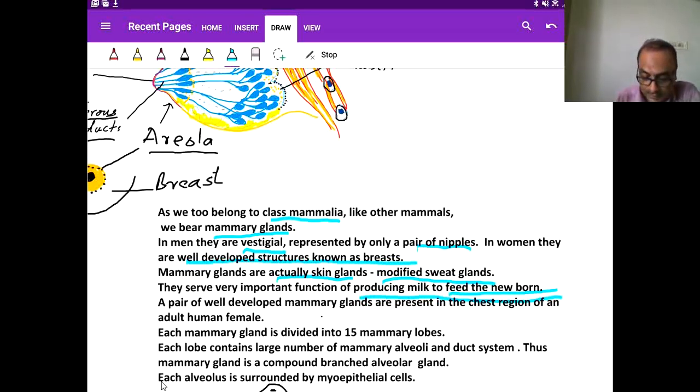The pair of well-developed mammary glands are present in the chest region of the adult human female. Each mammary gland, as I told you, is divided into 15 mammary lobes, actually 15 to 20 is a variation. These lobes are inside the mammary gland, and each lobe has a large number of mammary alveoli, which are connected with the duct system. Thus, the mammary gland can be taken as a compound branched alveolar gland.